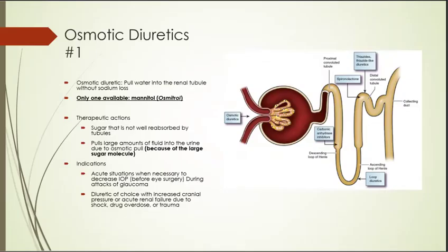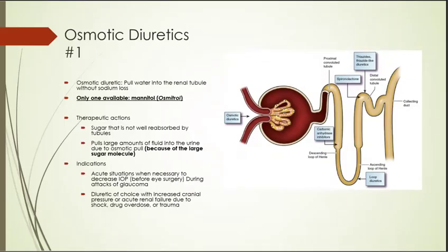Osmotic diuretics. Our prototype will be mannitol. It's the only one, actually. So looking at the diagram, it works at the beginning of the nephron, around the glomerulus. This is the glomerulus and proximal tubule, right?